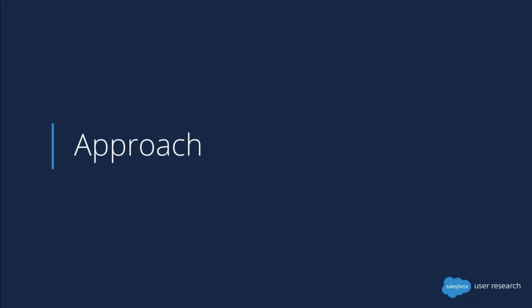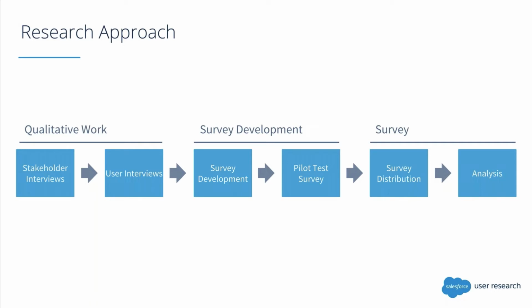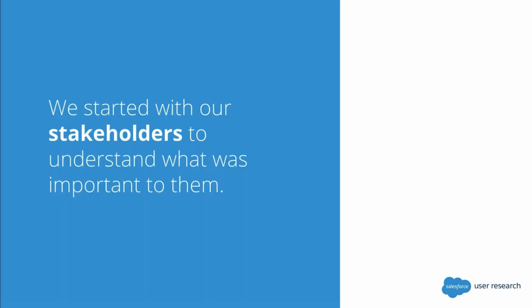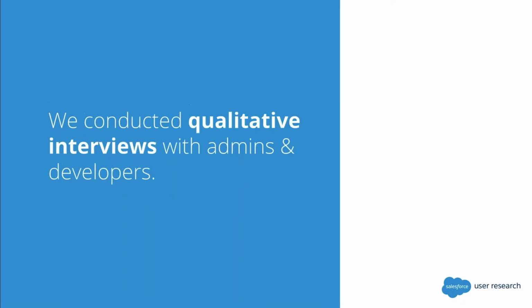So the way we approached this project, this kind of gives you an overview. We started with some qualitative work, and then we went into survey development, and then we launched our survey and did a bunch of analysis. And I'm going to walk through this with you. So the first thing we did is we started with our stakeholders. We wanted to understand what was important to them, what were their questions, how do they use the current personas, are they working for them, what research questions do they have, and we used all of this information to shape our qualitative work with actual admins and developers.